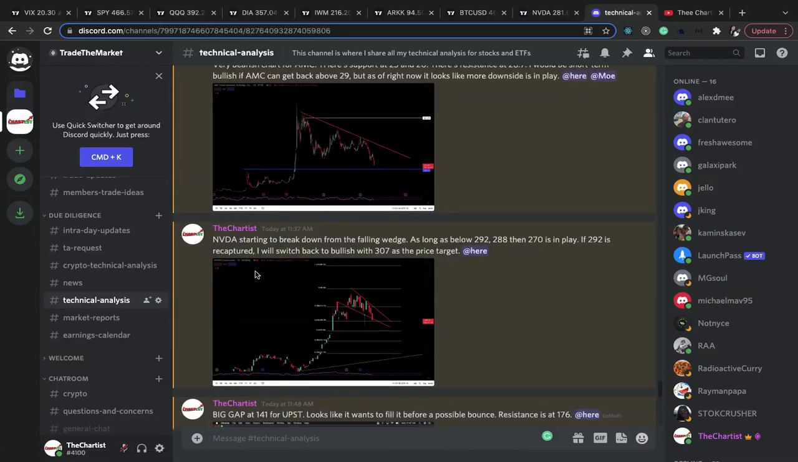We don't just trade SPY, like NVDA. I was bearish on NVDA. It broke down from this wedge. Okay, the price target was 288. Crushed it. My next price target is 270.